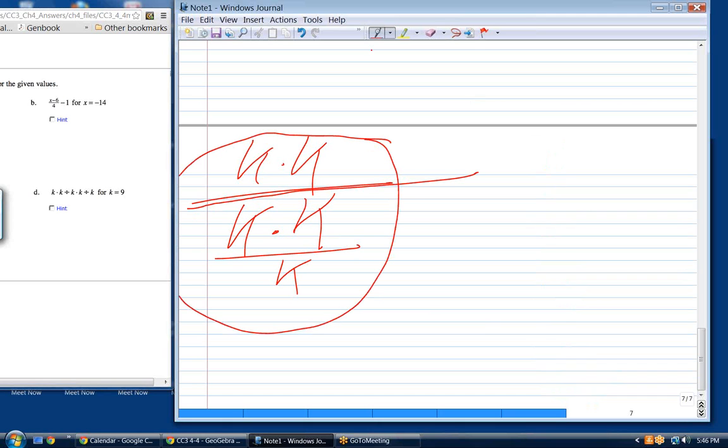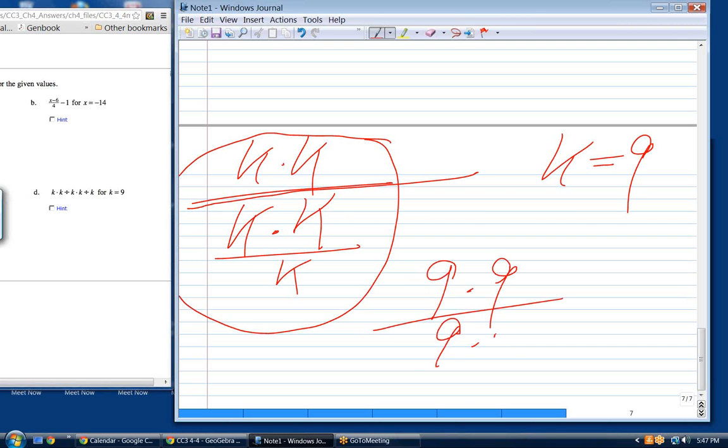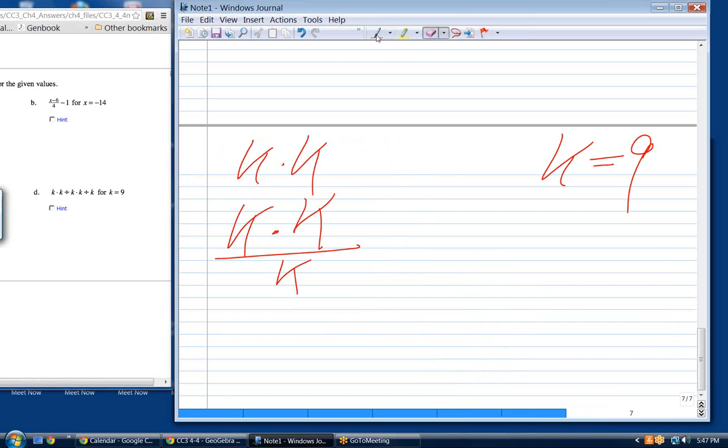Put in 9. Okay, we want to solve it for K equals 9, but we could actually simplify this considerably first. In other words, we don't have to substitute 9 for K and solve 9 times 9 divided by 9 times 9 divided by 9. We can do it immediately by solving this fraction.